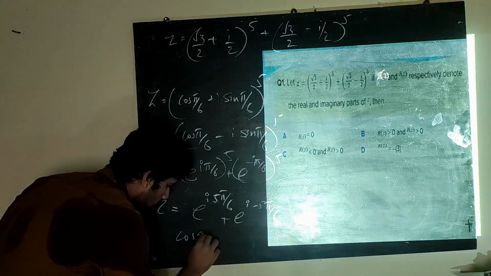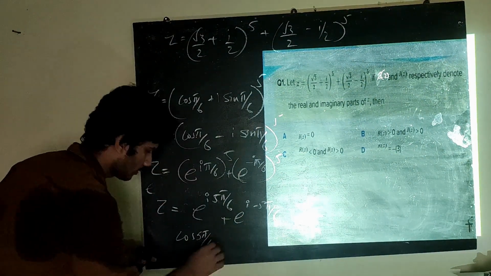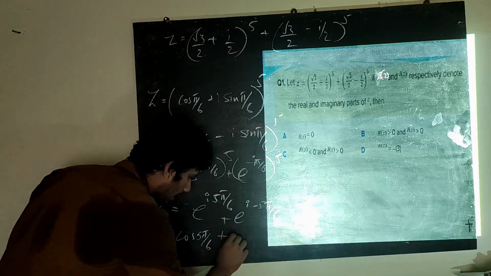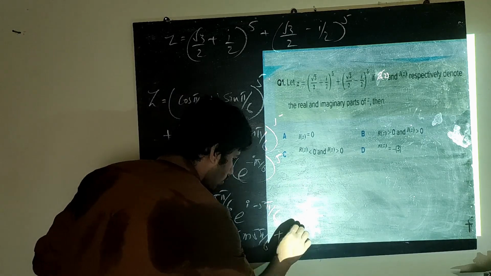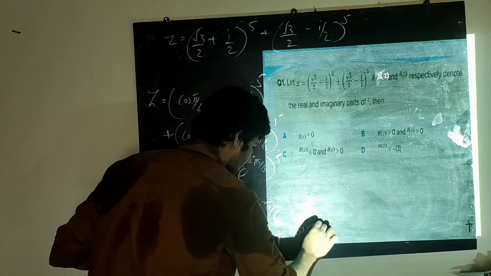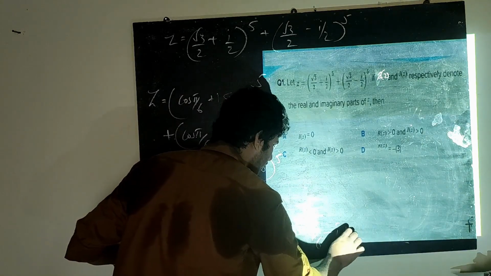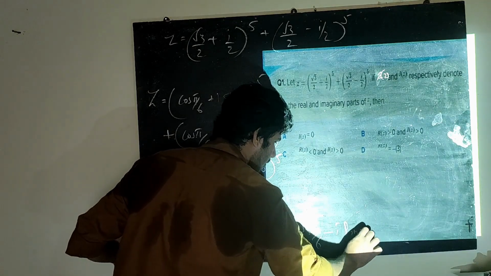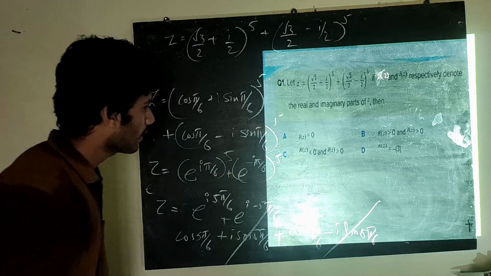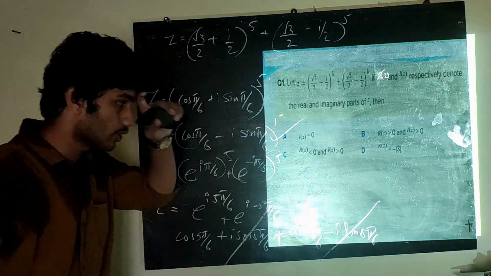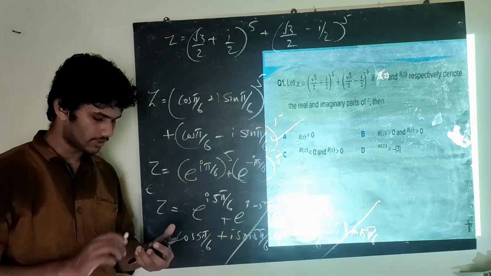Cos 5 pi by 6 plus I into sin 5 pi by 6, plus cos 5 pi by 6 minus I into sin 5 pi by 6. So the imaginary parts cancel and your answer is the imaginary part of Z is equal to 0. Fine? Let's move on.